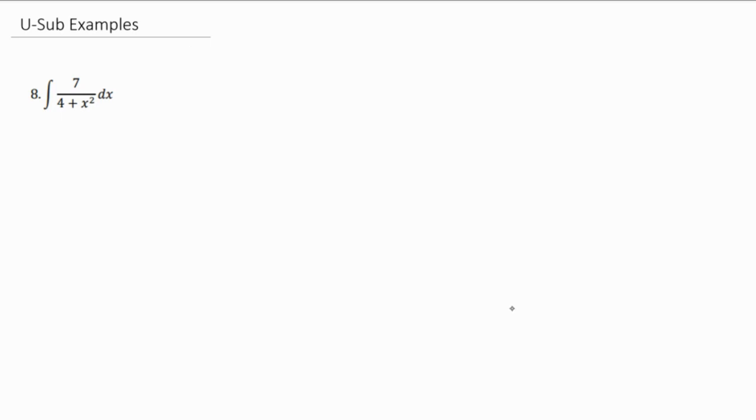And what I'd like you to do is you can take out this 7 here if that helps. And you might recognize this, that this looks very similar to this.